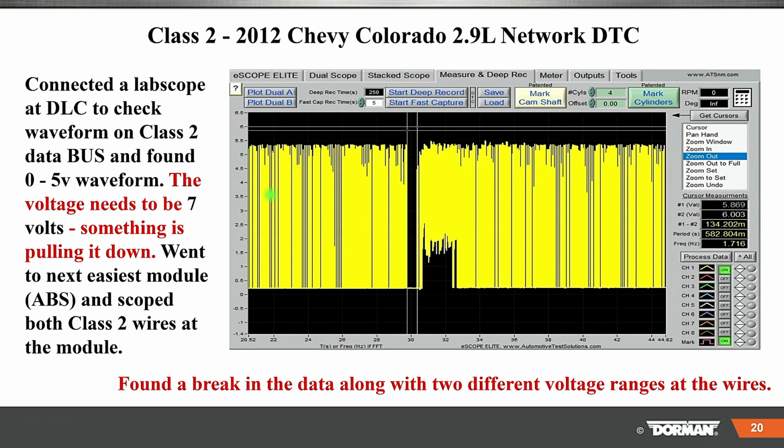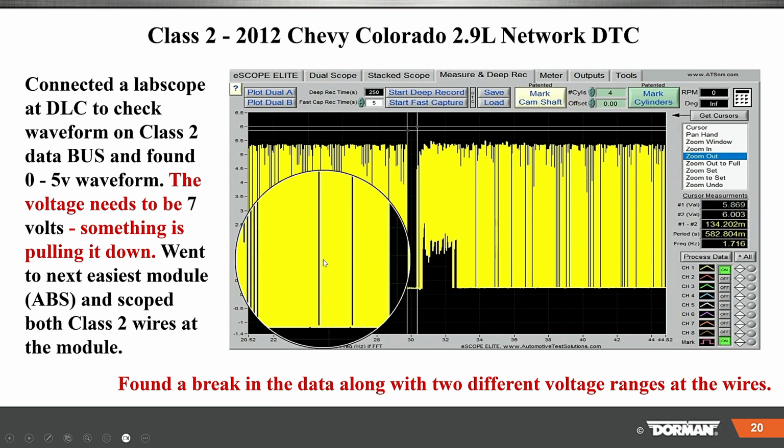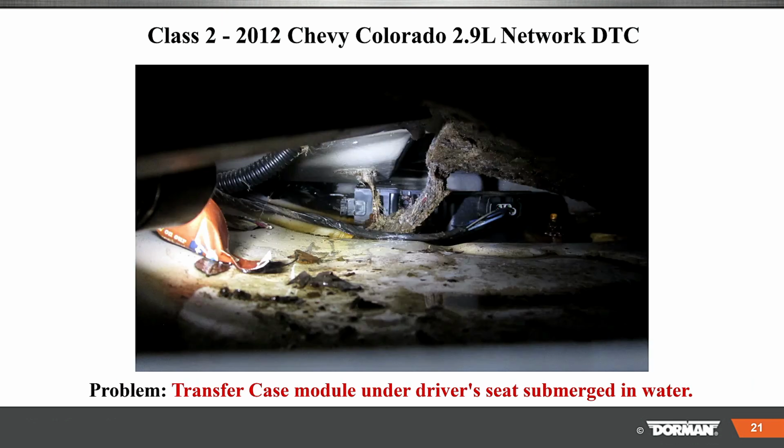It's trying to communicate. You see the breaks and a lot of yellow, more yellow breaks, and they're not going all the way down. Notice how they're not being pulled all the way down, like here in this example. You see how that's going all the way down? But it ain't going down where we need it to be. We need 7 volts. Found the break in the data along with 2 different voltage ranges in the wire.